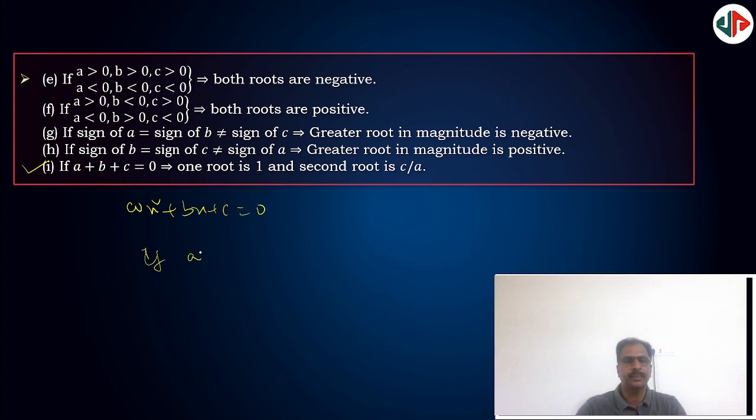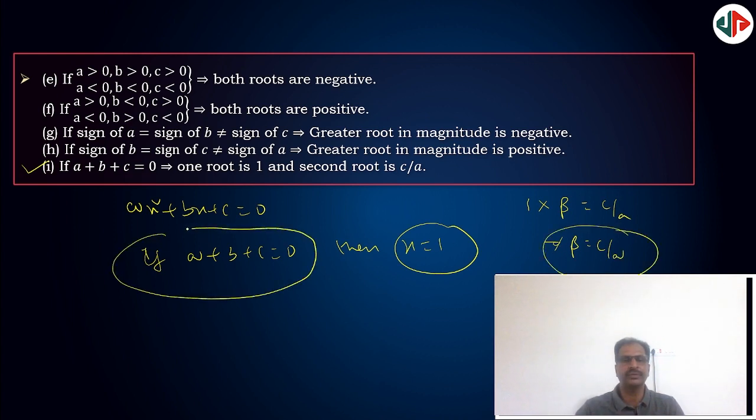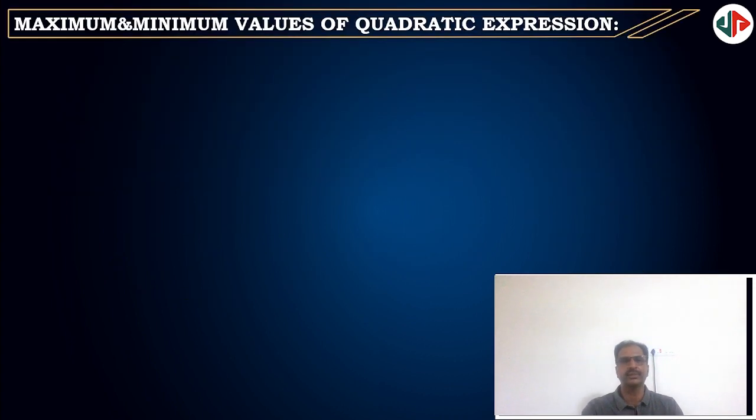If a plus b plus c is 0, then a plus b plus c is 0 when x is 1. So one root is 1. Let us say the other root is beta. What is the product of the roots? c by a. So 1 into beta is c by a. So beta is equal to c by a. So what is the other root? c by a. This is very important. If the sum of all the coefficients is 0, then the roots are 1 and c by a.